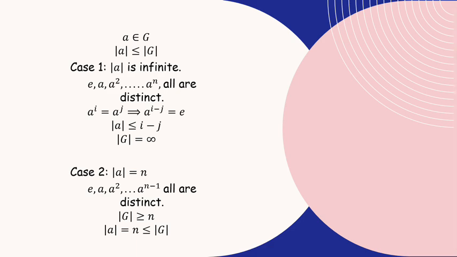Case number 2: |A| equals n. E, A, A^2, and so on, A^(n-1) are all distinct. Therefore |G| is less than or equal to n, and |A| equals n is less than or equal to |G|.